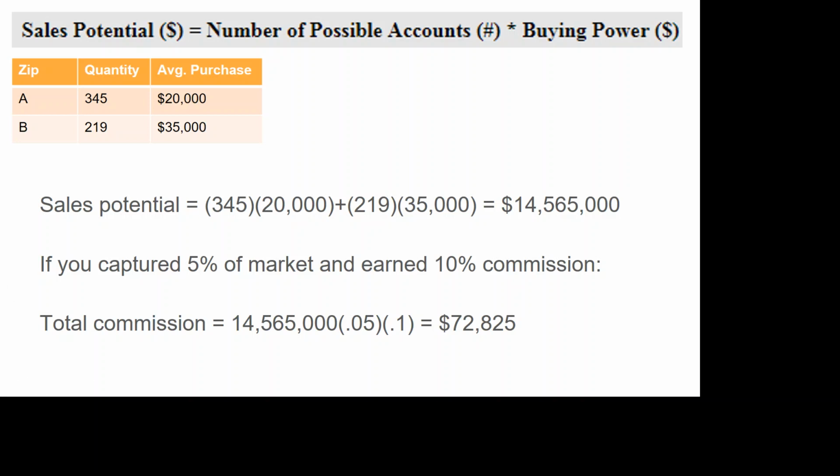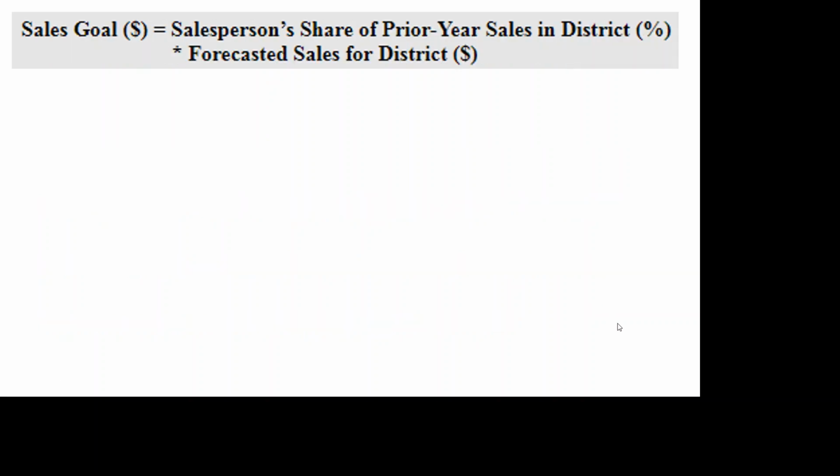Salespeople typically are compensated based on performance, as they should be, and so we can use that knowledge to set some sales goals. It's important to set goals because it gives salespeople something to shoot for. It keeps them motivated. We can create sales goals for salespeople in many different ways. One way we can do it is to take the salesperson's share of district sales and multiply it by the forecasted sales for the overall district.